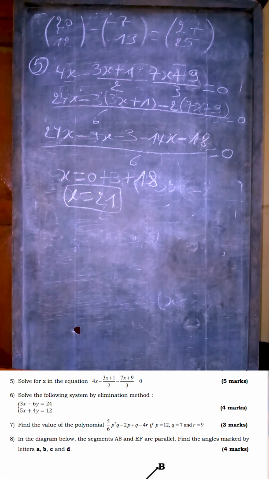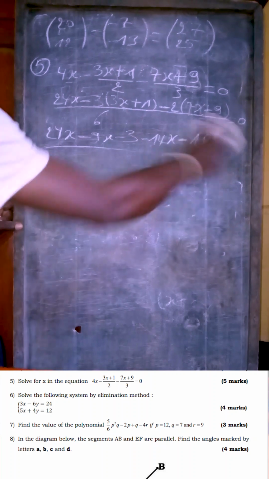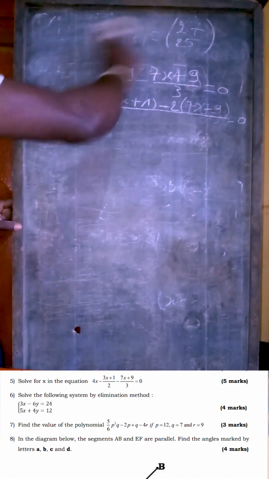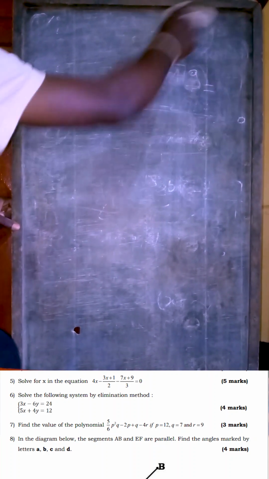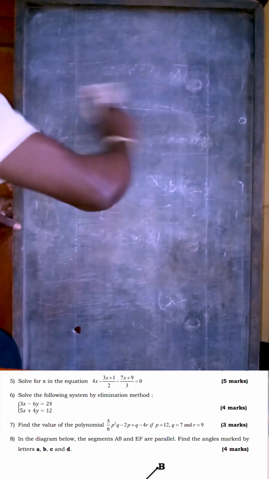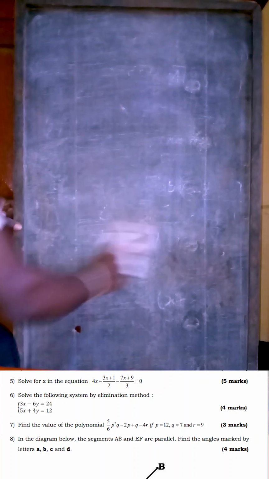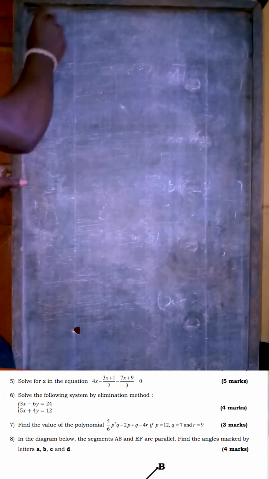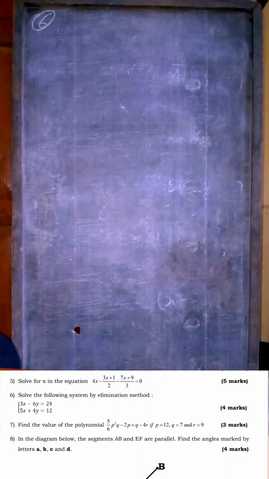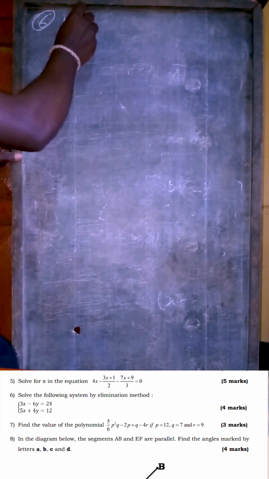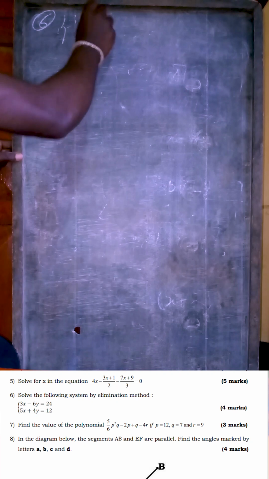And then let us take question number 6, which is: use the elimination method to solve the simultaneous equations. Question number 6: use the elimination method to solve 3x minus 6.